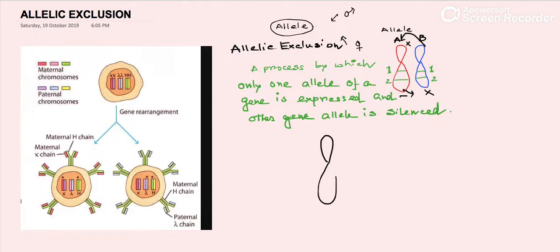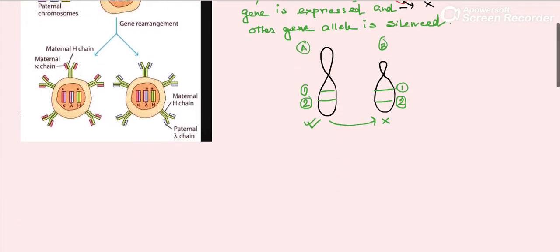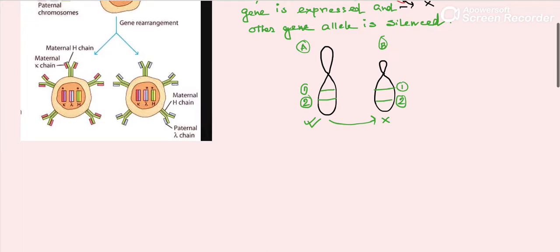Suppose this is a chromosome and this is a chromosome, and suppose these two are genes, number 1 and 2. The same genes are present here, 1 and 2. If the proper arrangement occurs in, suppose, A and B, it will stop the expression of the other gene, or if the proper rearrangement occurs in the number one gene or A chromosome.